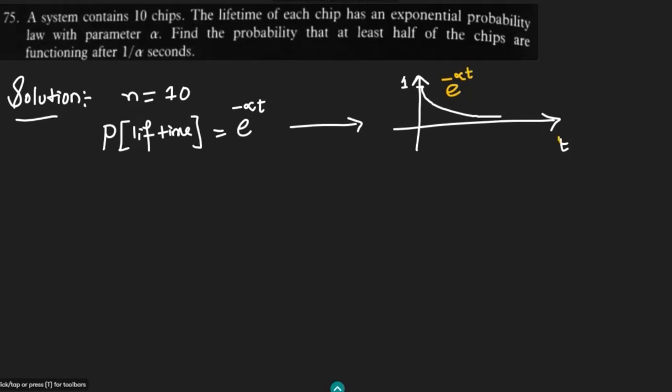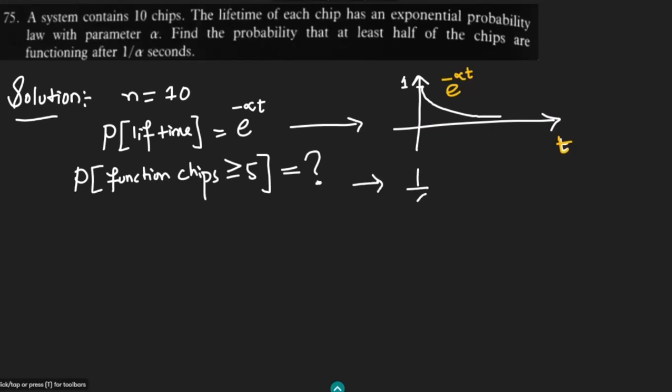Okay, so it is also being shown here, and this is this probability. Now we have to find the probability that at least half of the chips are functioning. So what is the value of the half chips? That is, the probability that functioning chips are at least half, so it should be greater or equal to 5, because 5 is the half of this 10. So I want to find out this probability.